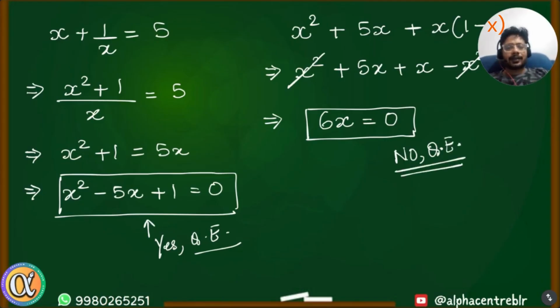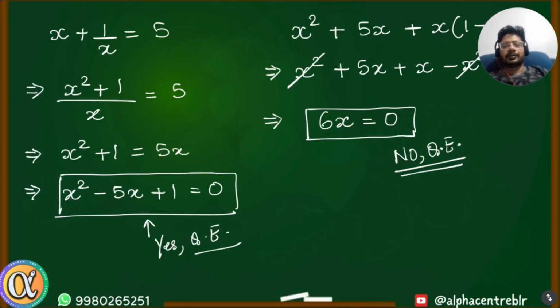So it's not that if you see an x² term, you can be sure that it is a quadratic equation. You need to further simplify and check if the x² term remains in the final step after simplification. If it is getting cancelled, then it doesn't qualify to be a quadratic equation.